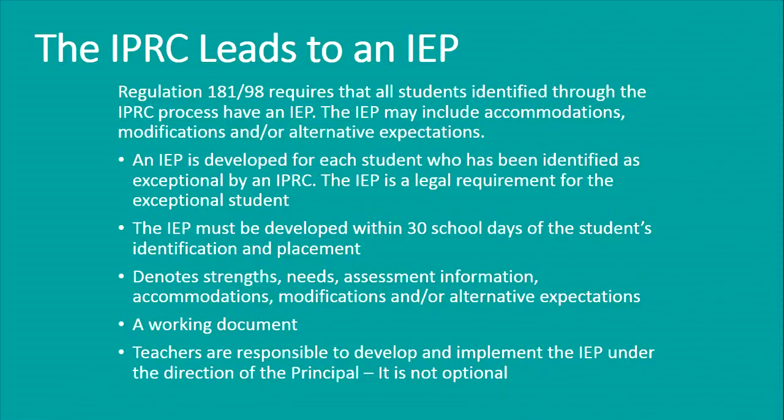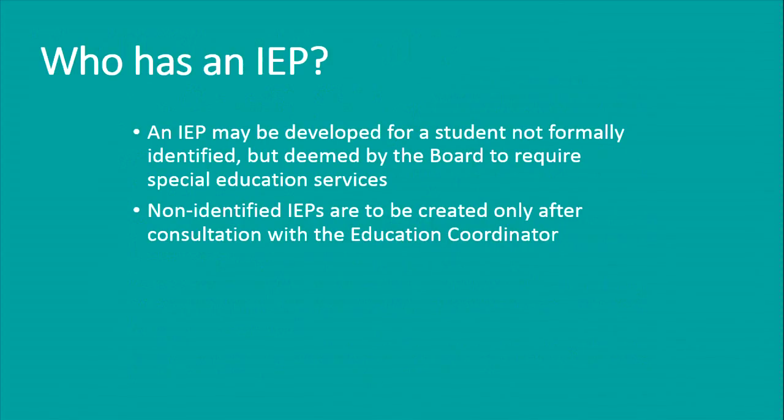The IEP must be developed within 30 school days from the student's identification and placement date. It also denotes strengths, needs, assessment information, accommodations, modifications, and/or alternative expectations. An IEP is a working document. Teachers are responsible to develop and implement the IEP under the direction of the principal. It is not optional. As mentioned in the previous slide, once a student has been formally identified through the IPRC, they must have an IEP.